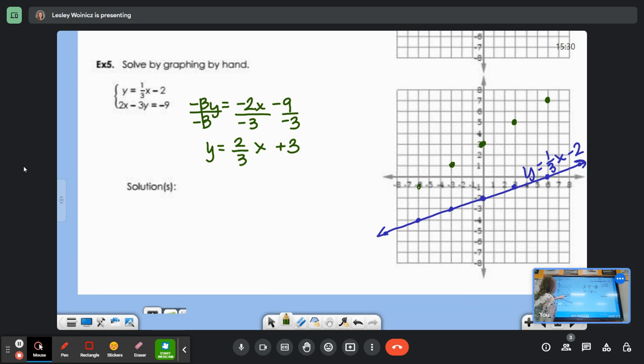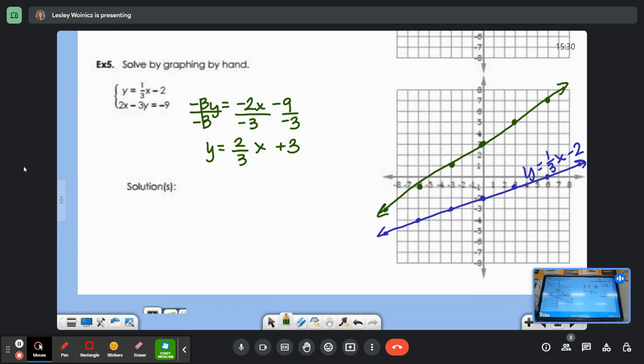Uh-oh. Now, these don't cross on my graph. But are they parallel? No. Okay, so are they going to cross eventually? Yes. But as I get farther and farther away, my graphing is going to be more and more of a guess, and it's not going to be very accurate. Can you think of another way that I could find where these two cross? Yeah, you can put it in the calculator and check the tables, okay?